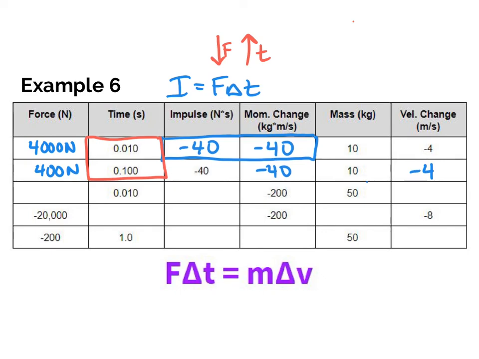All right, so I want you guys to practice this again and fill out the rest of the table, looking at the idea of the impulse and momentum change being the same to figure out the velocity change, the force, or the other missing variables.